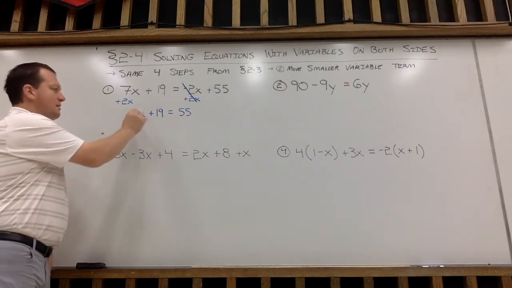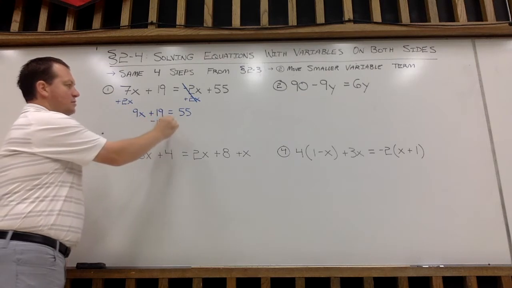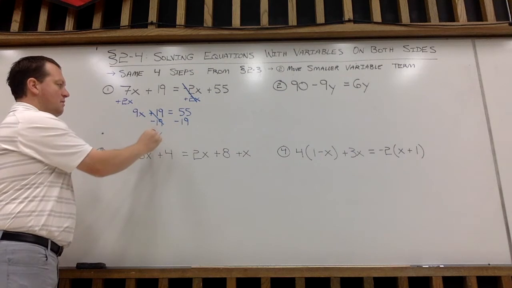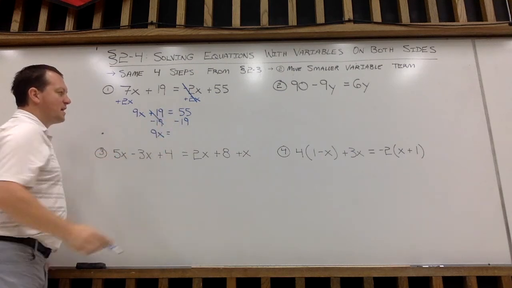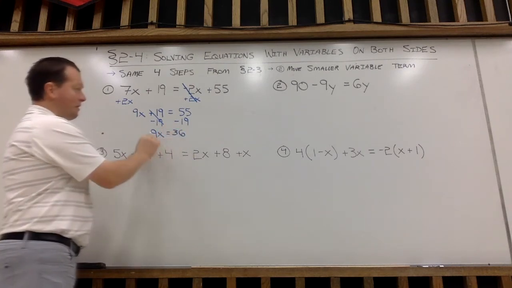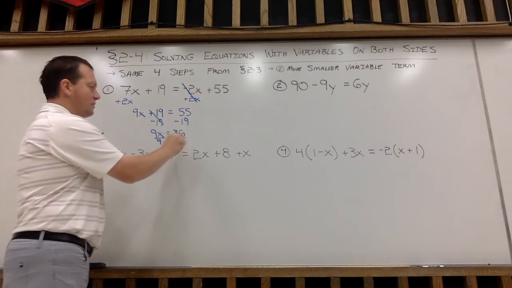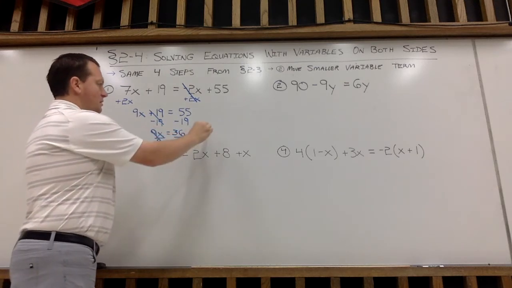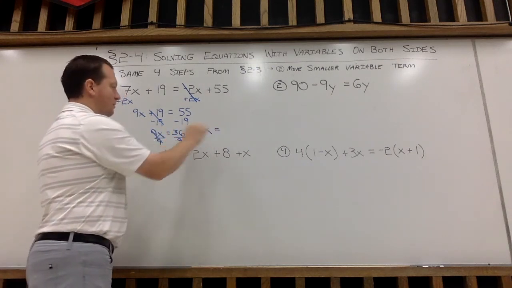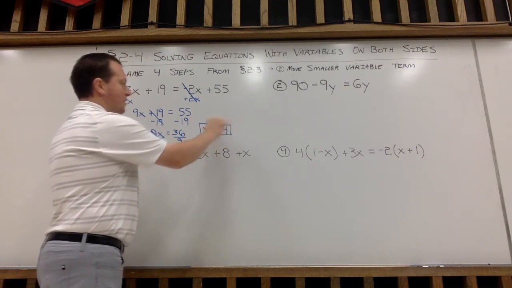I'll get the 9x term alone here. I'll move my numerical values to the other side of the equation. Subtract 19 from both sides. 9x will equal 55 minus 19 is 36. And then last step, to get x alone, I'll undo multiplying it by 9 with dividing both sides by 9. 9 divided by 9 is 1, so I have 1x equals 36 divided by 9 is 4. So there is my final answer.